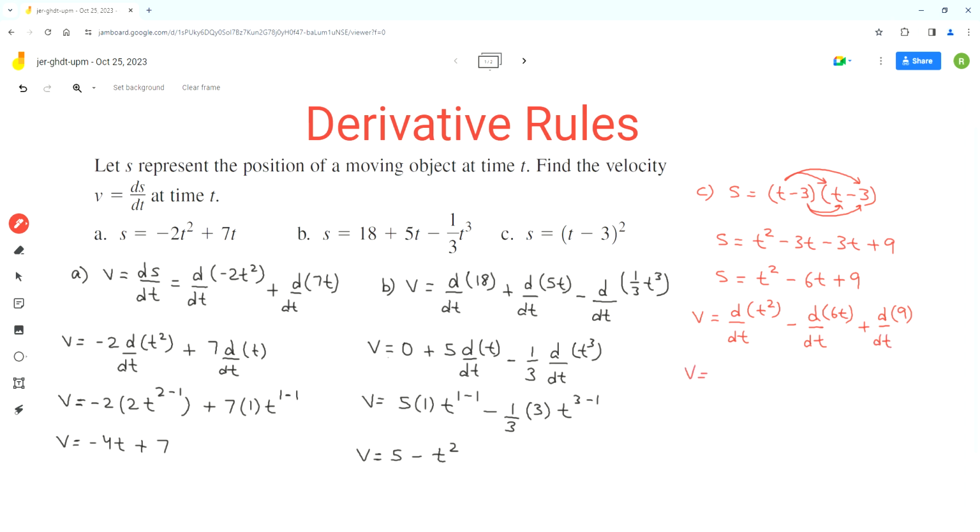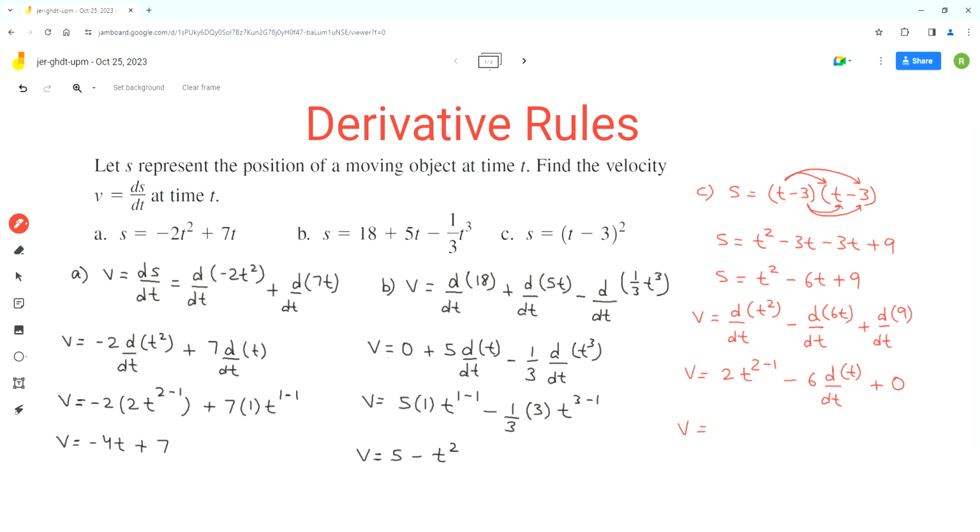Now, first term, we can use the power rule. So we move the exponent to the front and we subtract 1 from the exponent. And now in the second term, we can use the constant product rule. So we can move the coefficient to the front and we are left with the derivative of t. Now the third term is just a constant. So the derivative of a constant is 0.